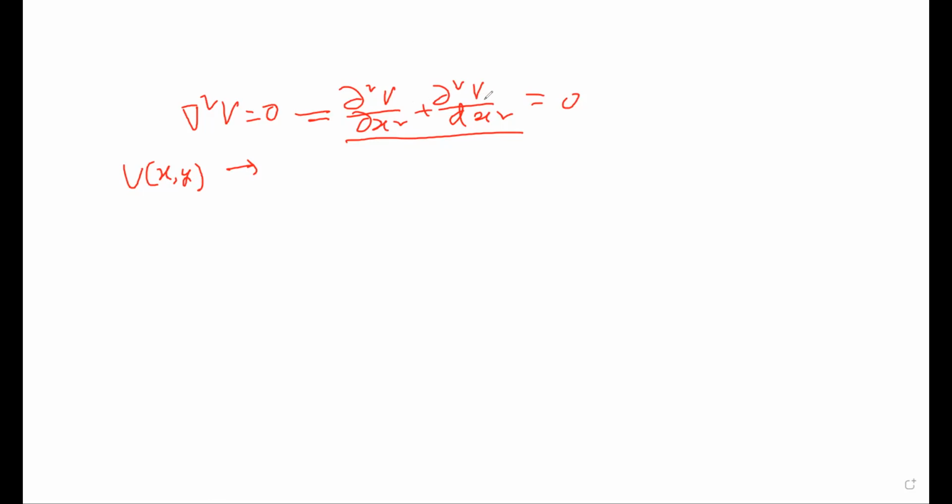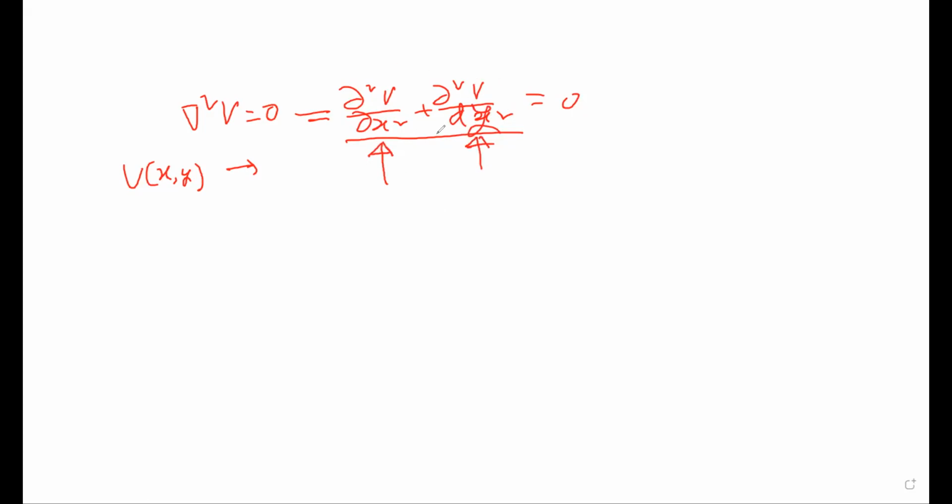But if we want to use a numerical algorithm to solve it, then you have to use the finite difference technique to represent the second derivative of the potential in the x direction. And you have to use the finite difference technique to represent it in the y direction. Then you add them up, and you will have the finite difference form of your Laplace equation. How can we do this?